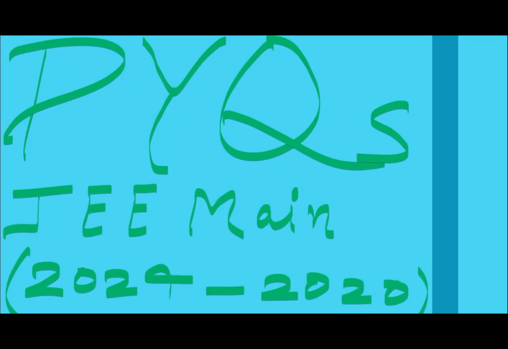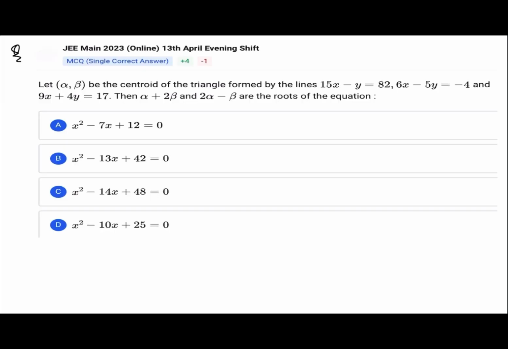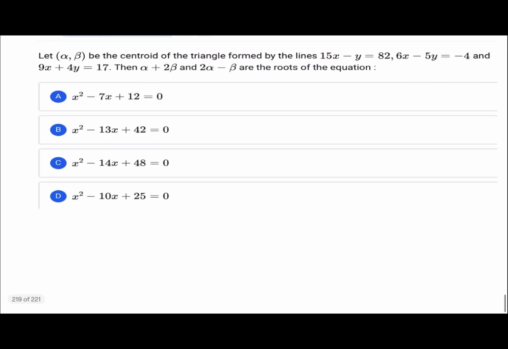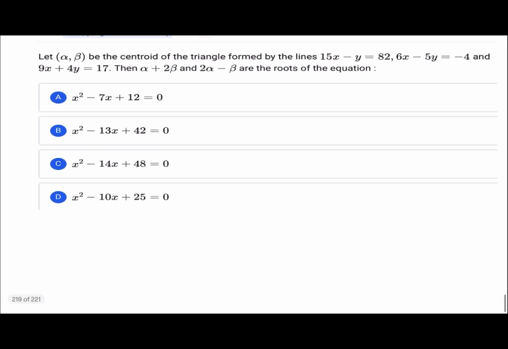Students, let's go back to PYQs for straight lines. I have taken a question. Let alpha comma beta be the centroid of the triangle formed by the lines 15x minus y is equal to 82, 6x minus 5y is equal to minus 4 and 9x plus 4y is equal to 17. Then alpha plus 2 beta and 2 alpha minus beta are the roots of the equation.